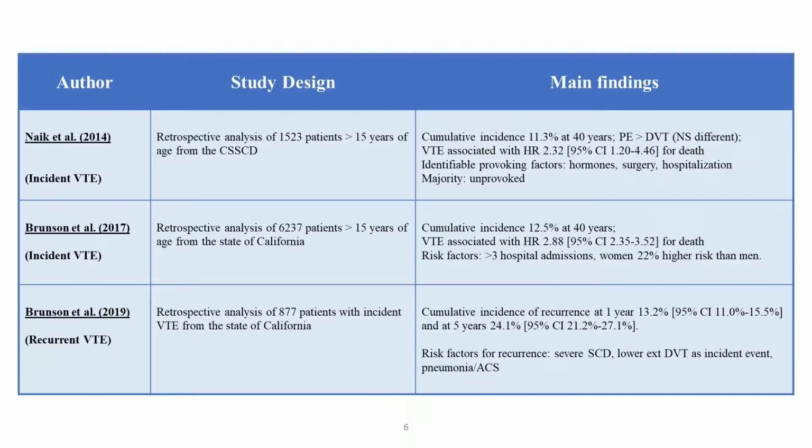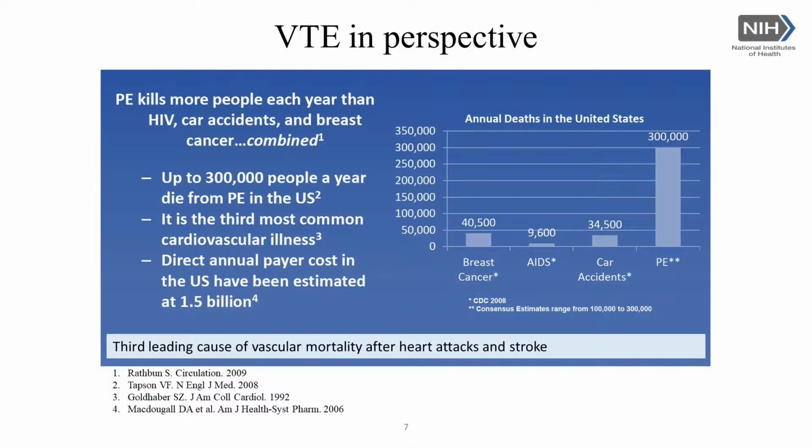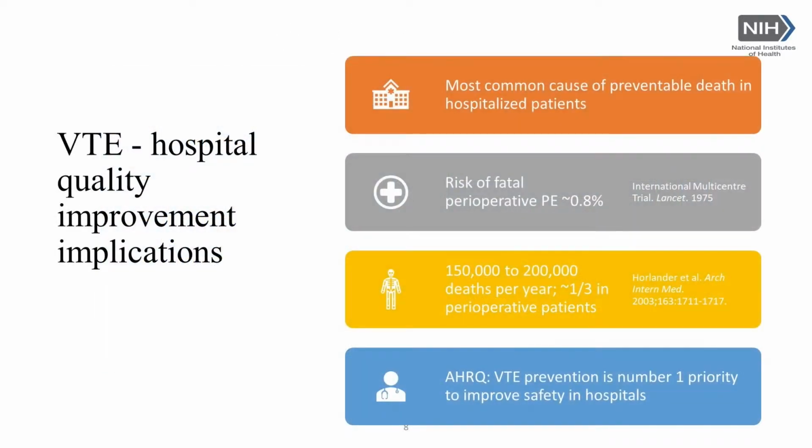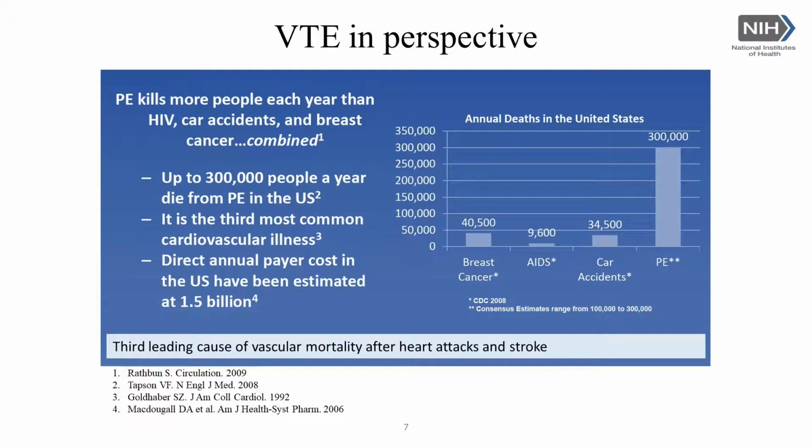And then finally, we have the study again by Ted Wun's group, where they show very nicely that the cumulative incidence of recurrence is high, almost 13% at year 1, and going up to about 25% at year 5. And again, the risk factors associated with recurrence were severe sickle cell disease, the presence of a lower extremity DVT as an incident event, and pneumonia or ACS.